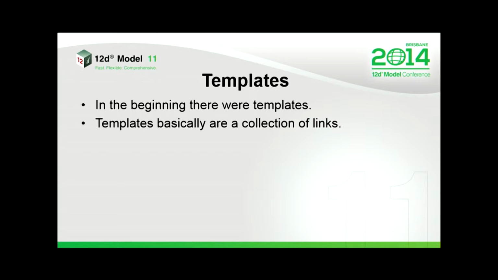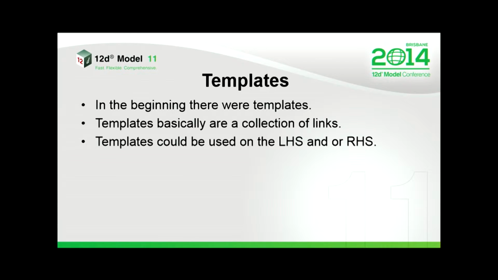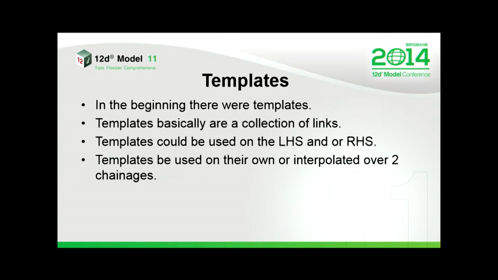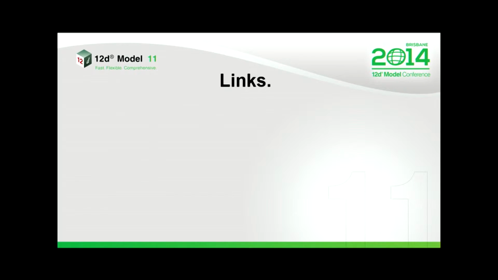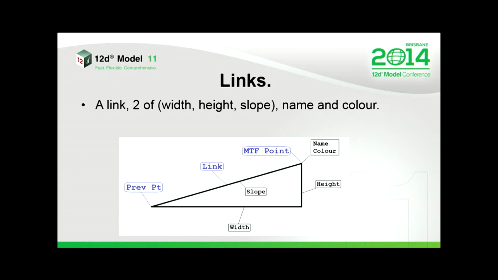So as I said, way back we had templates. That's what 12D was, it had a template. This was the original stuff. Just a bunch of links, you could apply them on the left-hand side of the road or the right-hand side of the road. You could use templates on their own or they could be interpolated. That was really sexy way back then. And just to remind everybody, we've got links. A template was comprised of links, and as we went through Lee's introduction this morning, a link you could define by the combination of slope, height or width, two out of the three. And it's as simple as that. That's all 12D still basically is for a lot of this stuff.